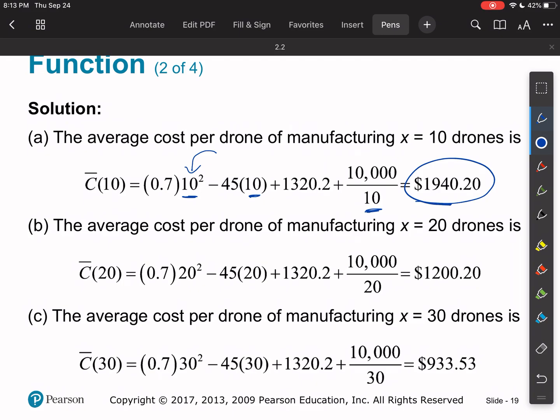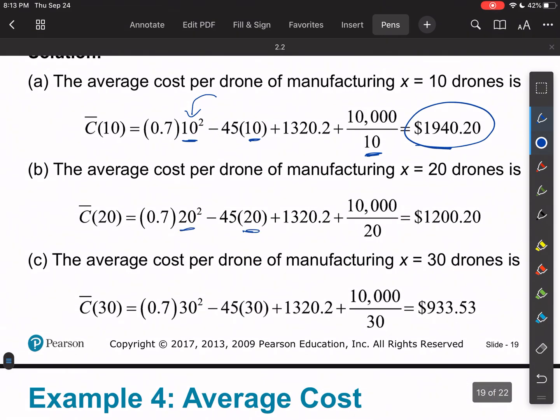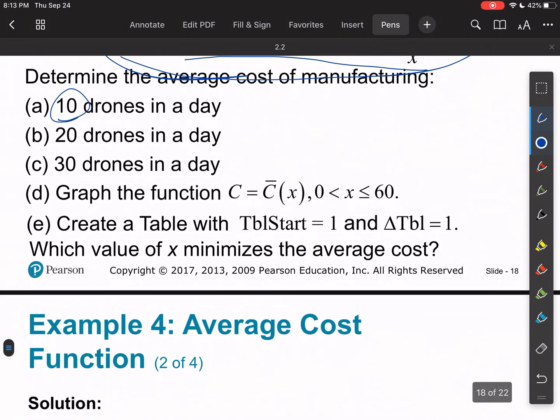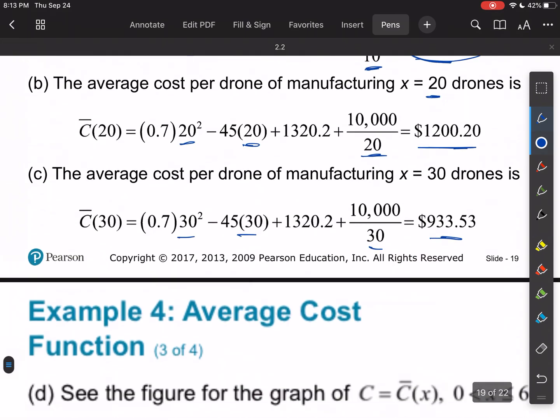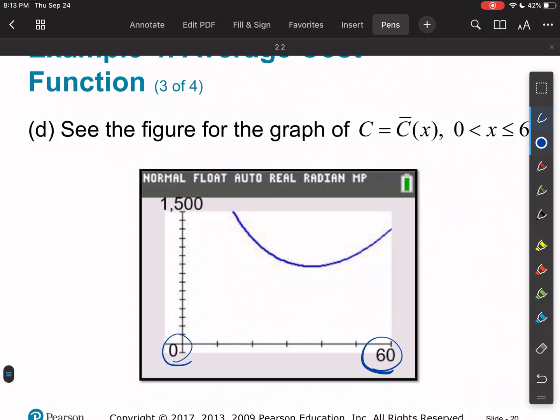And then for B, we plug a 20 in because it says for B, how much does it cost for 20? So then 20 gets plugged in, and then we get this. So now it's getting cheaper as we manufacture more per drone. Okay, then you plug a 30 in, and you get this. Okay, then it says for D that they want us to graph the function between 0 and 60. So basically, we want to just look at the picture from 0 to 60. So you can go ahead and graph that, and then when you graph it, just make sure to set your x's to be between 0 and 60.